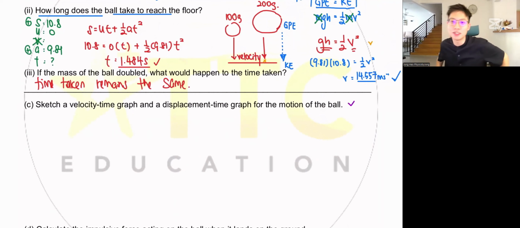Just now, my Mandarin class people say, right, teacher, I see sketch, I straight away skip because I don't know how to sketch. Okay, don't worry.